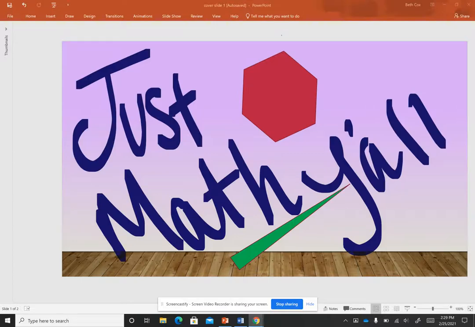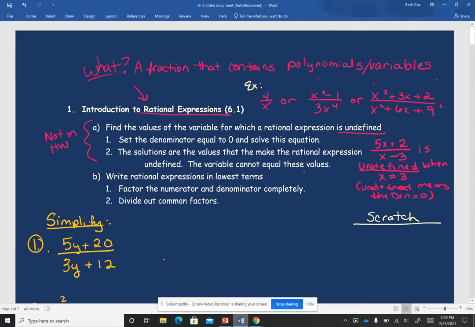Welcome back. Today we're going to look at rational expressions and get started on them. Let's jump in. So we're doing an introduction to rational expressions, and today we're going to look at what a rational expression is and how to simplify them. This is section 6.1.